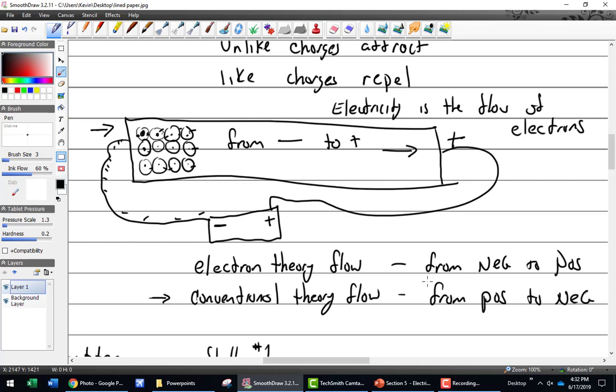However, because we go back in time and all the schematics and everything were drawn out in such a way, everything is drawn in conventional theory. So it doesn't matter to me if you're flowing something positive to negative, as long as you know these two things: that there's electron and conventional theory, and which one is accurate and which one is not.